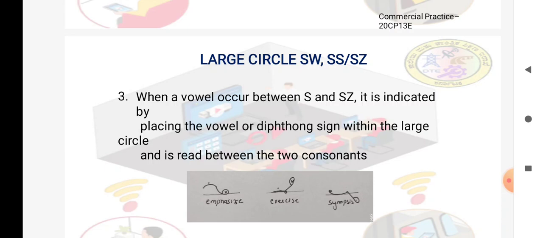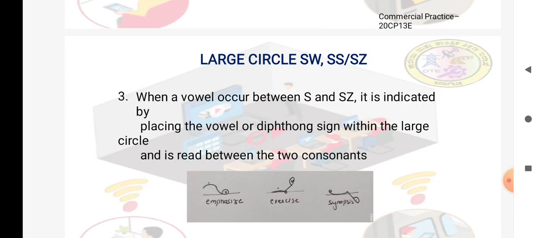So if you take up the example, emphasize. Look at the example, emphasize. You have F, size, S and Z. So there is a diphthong I between S and Z, size. So when you have a diphthong between these two, S and Z, you have to write that diphthong inside that large circle. Look at the example written on the slide.